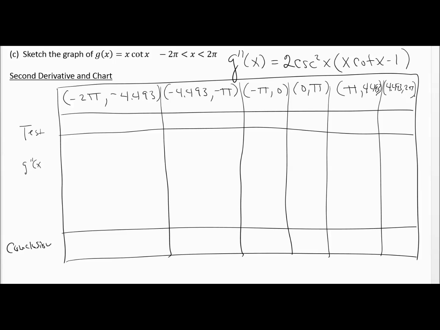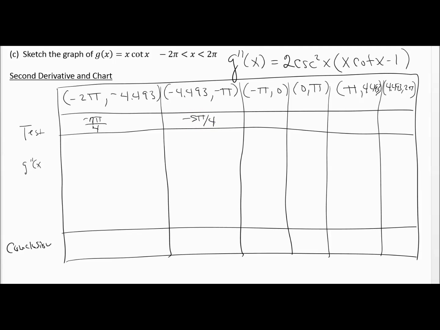Now, test point in the interval. Negative 2 pi is just negative 6.28. You could just plug in like negative 5 if you want to. Or you could plug in negative 7 pi over 4, which is a value on the unit circle. Listen, I'm good with either one. If you're using your calculator, don't feel like you have to use these radians. Negative 5 would work. Something between negative 4.493 and negative pi might be negative 5 pi over 4.